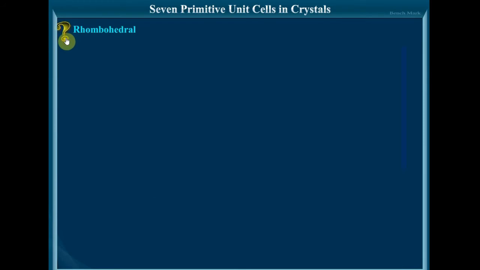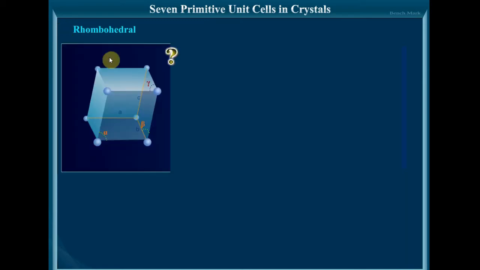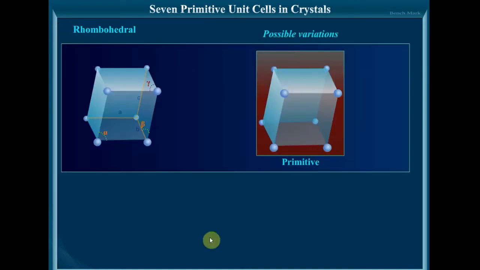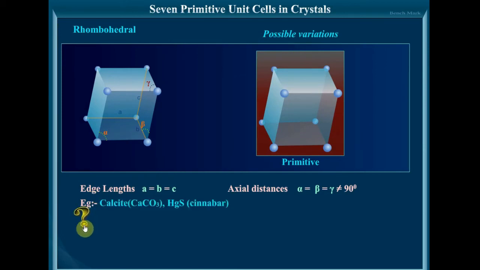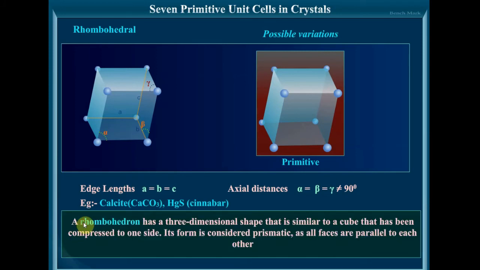Next is the rhombohedral, trigonal or rhombohedral. In trigonal or rhombohedral, A is equal to B is equal to C, and alpha is equal to beta is equal to gamma not equal to 90 degree. The possible type of unit cell is primitive. Only one type is there under this one. Examples are calcium carbonate, HgS, mercuric sulfide, etc.